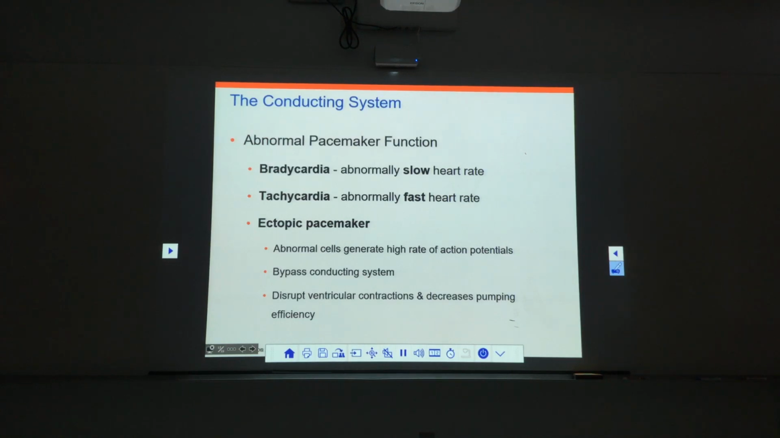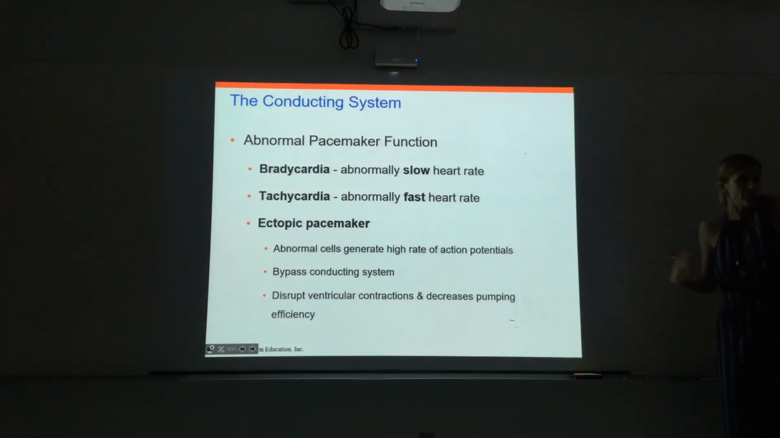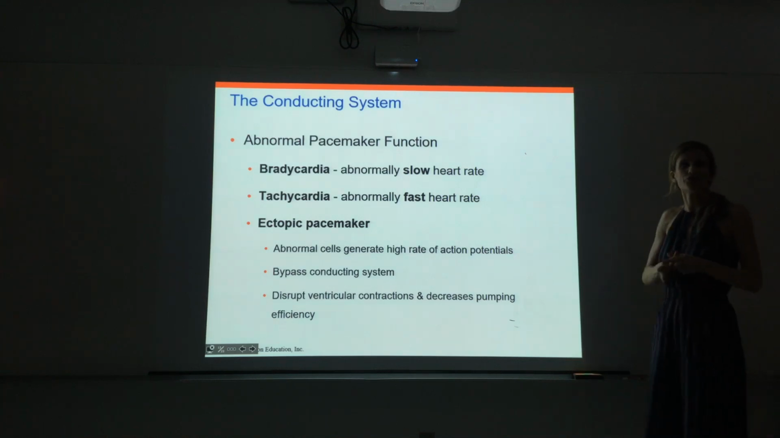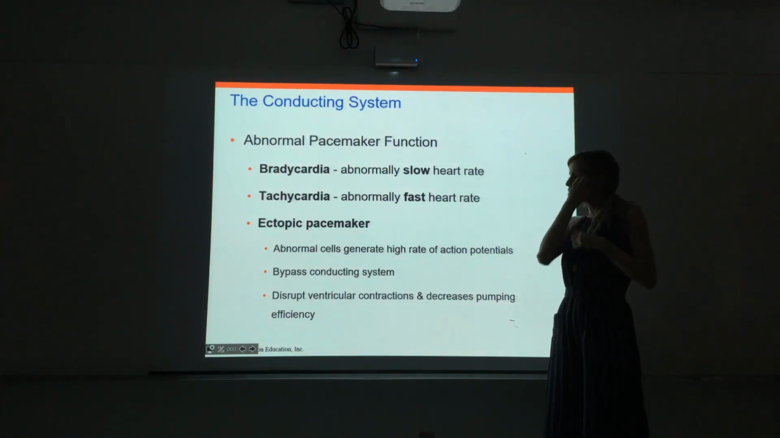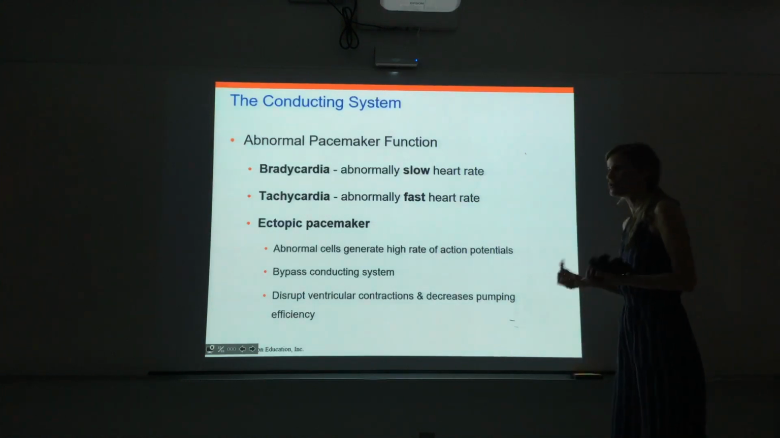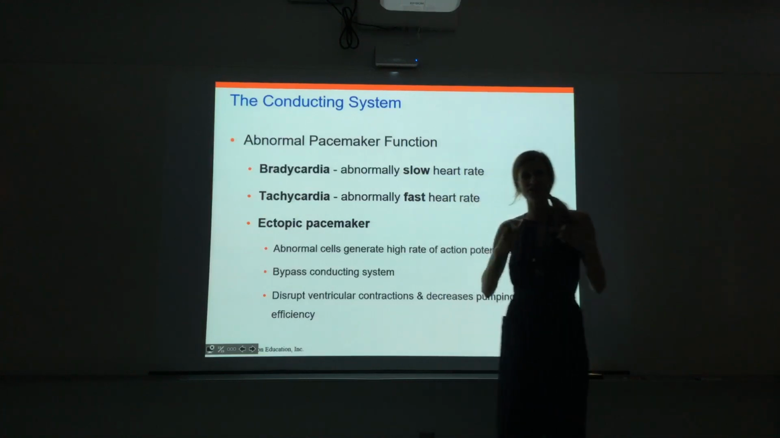So we said that the SA node was the pacemaker of the heart, and however fast the SA node stimulates the heart, that's how fast the heart's going to beat, right? Everything else follows suit. Starts at the SA node, and then it spreads to the whole rest of the heart. So that generates the pace that our heart's going to beat. Of course, things can always go wrong, right? Or things can always be different.